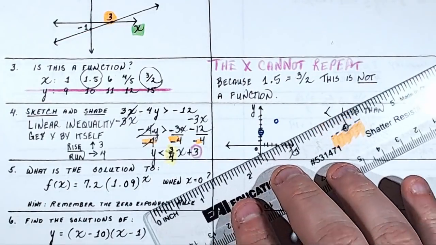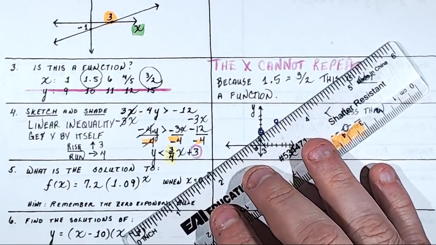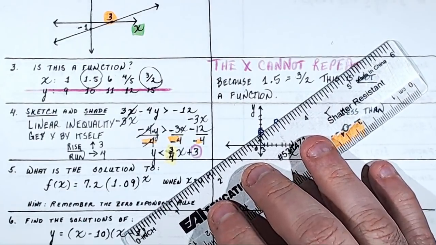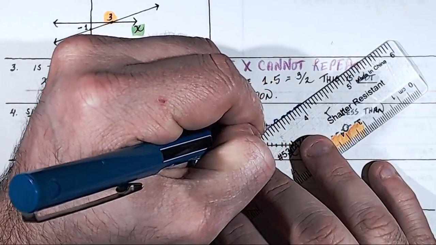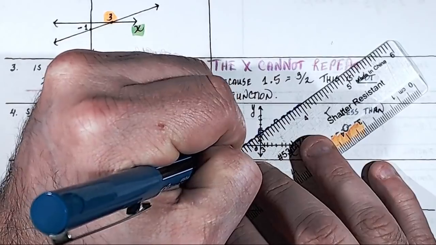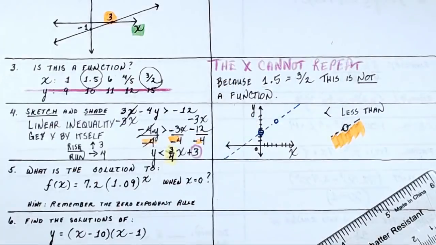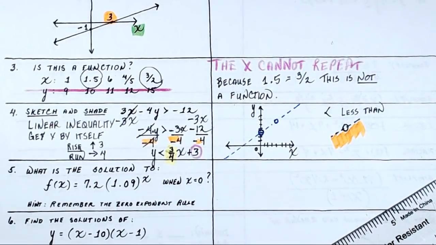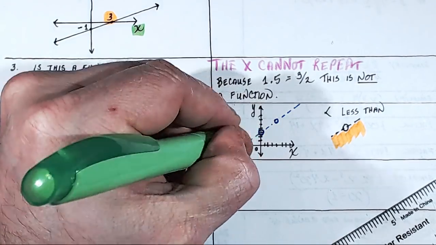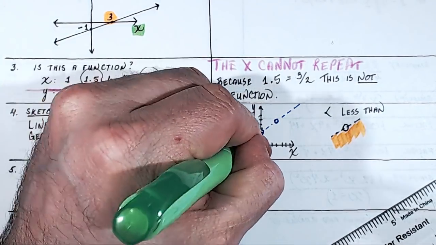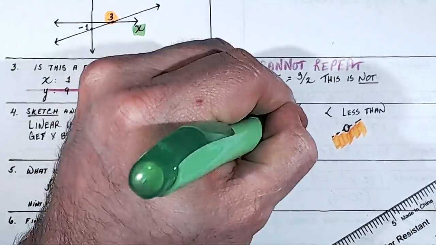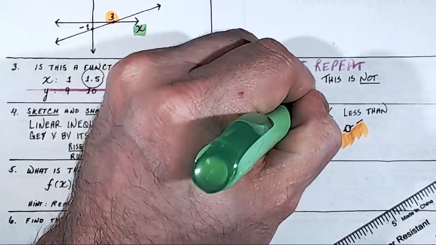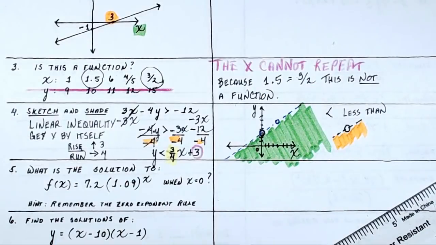Put an open circle approximately where it should be. And then you need a straight edge. Come in here and connect the dots with a dotted line. Just like that. Okay, and now it's time to shade. So we said we're going to shade below the line. So we'll shade below the line. And that's it.